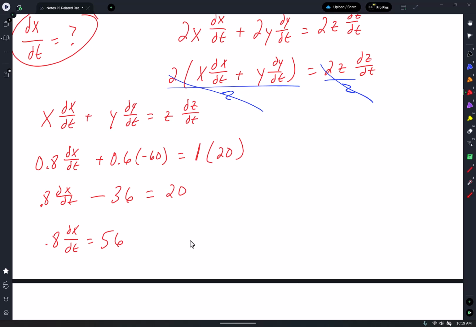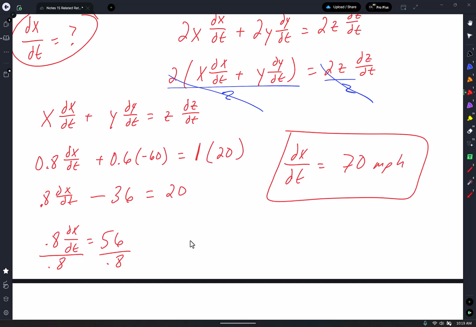What am I going to do? What's my next move? Divide by 0.8. Number literacy. I actually don't know off the top of my head what 56 divided by 0.8 is. 70? I thought he would have been going faster than that, but that's fine. Oh, yeah. 8 times 7, 56. Duh. Okay. All right. There it is.